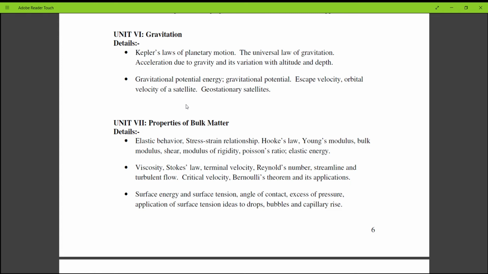its applications. Then surface energy and surface tension, angle of contact, excess of pressure, application of surface tension ideas to drop, bubbles and capillary rise.